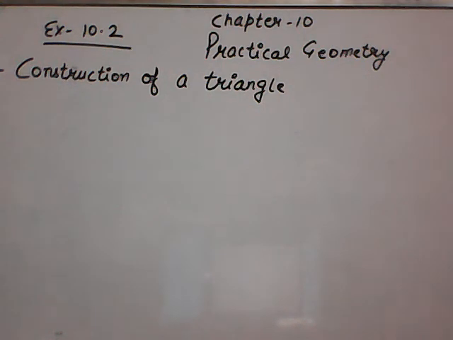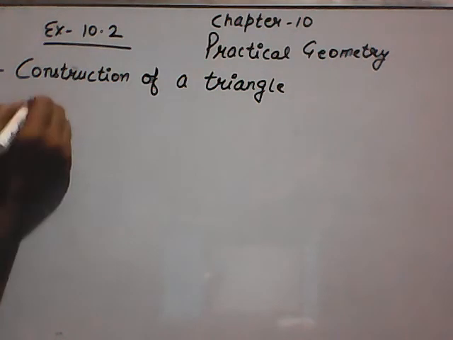Good morning, students. Today we are going to discuss exercise 10.2 of chapter number 10, and the name of the chapter is Practical Geometry. In this exercise, we will learn about construction of a triangle. Before constructing the triangles, we have to keep all the properties related to triangles in our mind. A triangle may be drawn if any of the following sets of measurements are given.